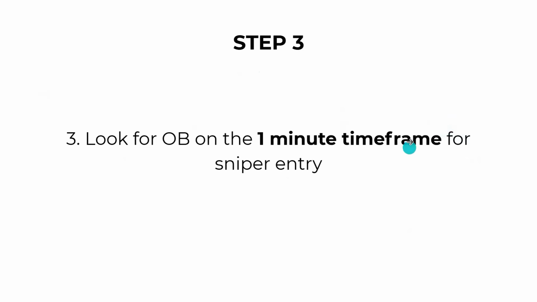Now, step 3 of the strategy is look for an OB, which is an order block, on the 1 minute time frame for a sniper entry. So once we've identified our break of structure and everything, we're going to jump to the 1 minute time frame to look for an entry. But that's basically where you're going to get the sniper entries and a high risk reward.